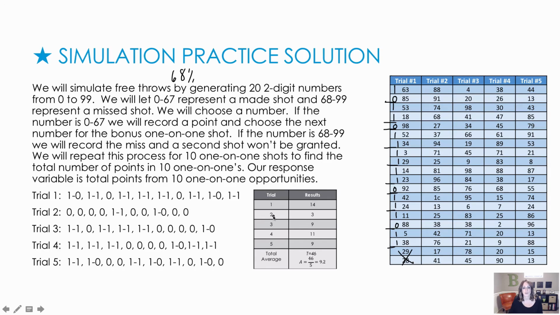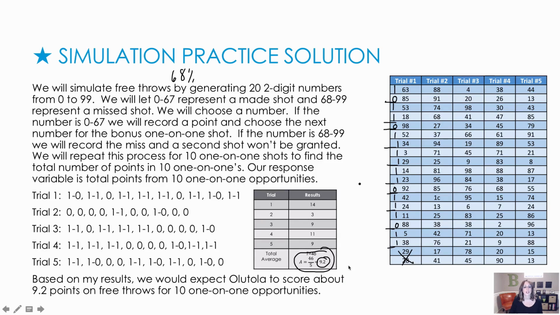I did the same thing for 2nd, 3rd, 4th, and 5th trial, and then notice I averaged them. So I added all 5 of the results and I divided by 5, so his average is 9.2. That's the number that I'm going to use when I write my conclusion. So my conclusion is based on my results, and it's important to say that because I'm not basing it on anything other than my simulation. So based on my simulation, we would expect Ola Tula to score about 9.2 points on free throws for 10 1-and-1 opportunities.